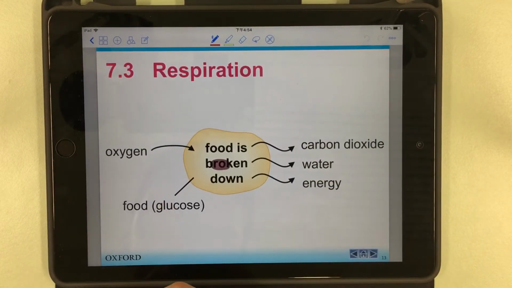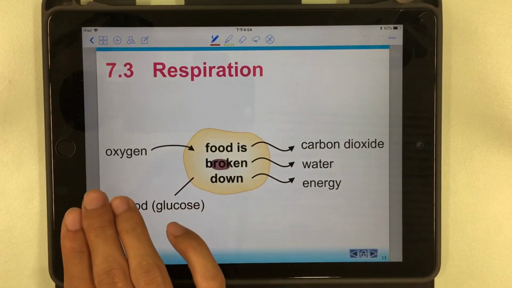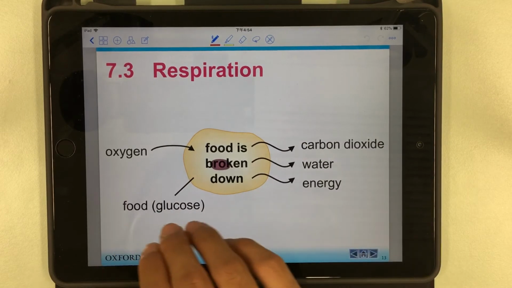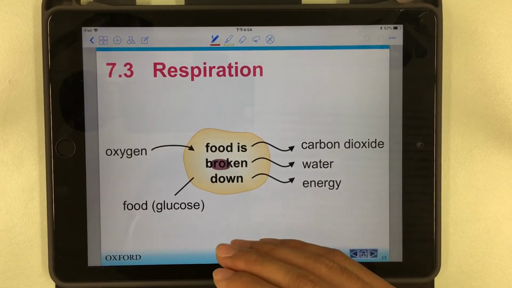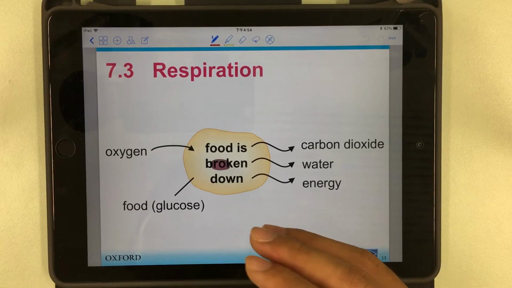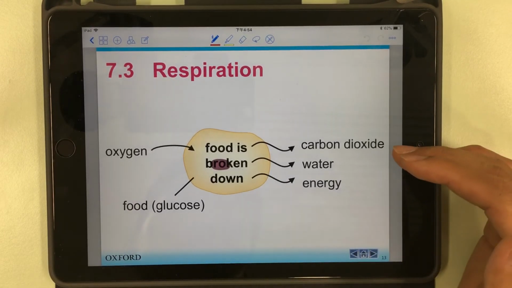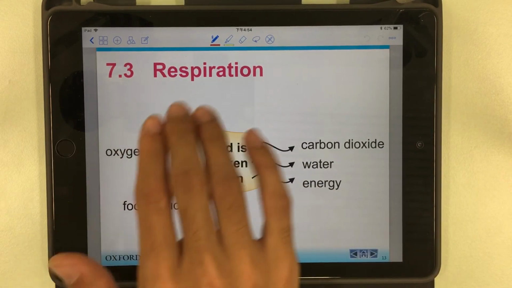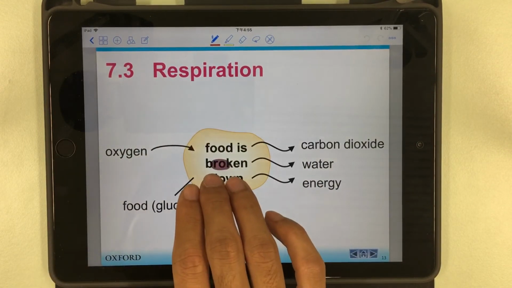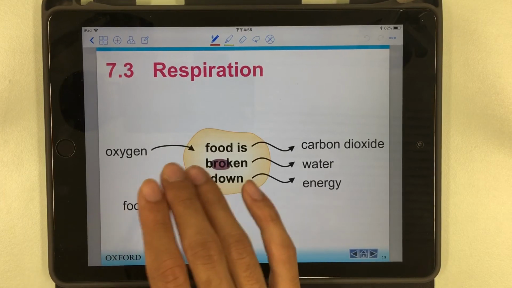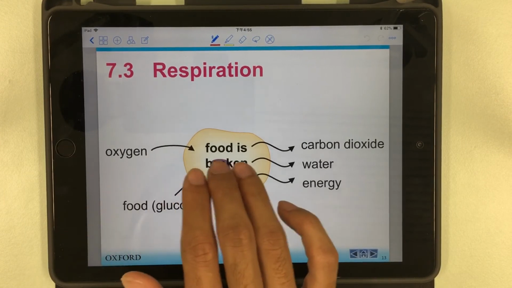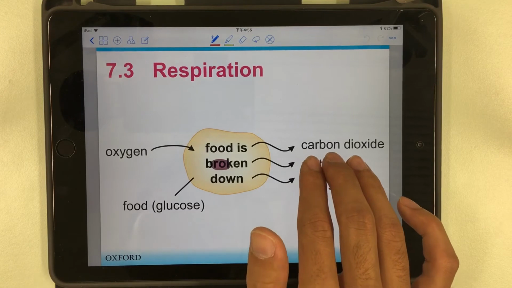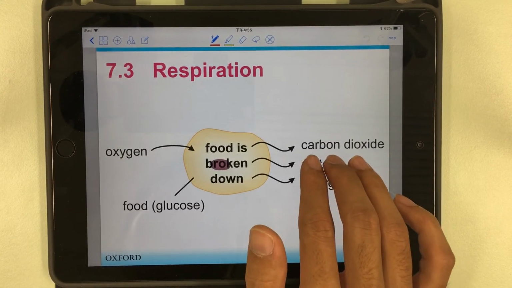And here is the diagram to show how it happens. When we breathe in oxygen and we eat food like glucose, the food is broken down into different products. The first one is carbon dioxide. So we breathe in oxygen. After we do the respiration, a certain percentage of oxygen is converted to carbon dioxide. So we breathe out gases containing much more carbon dioxide.